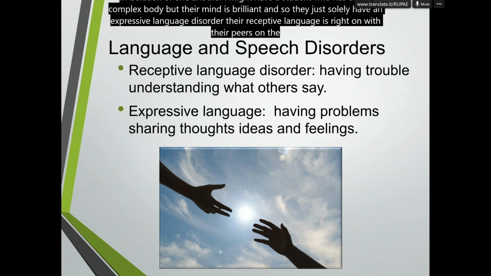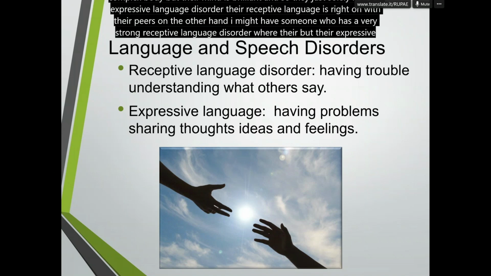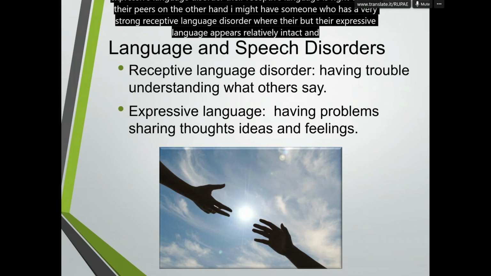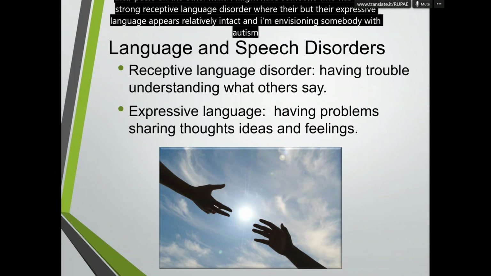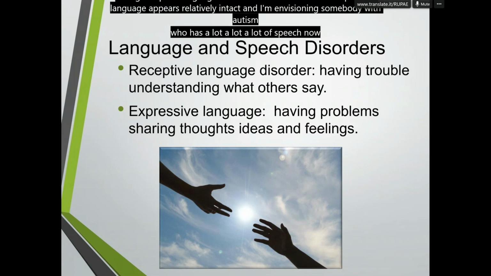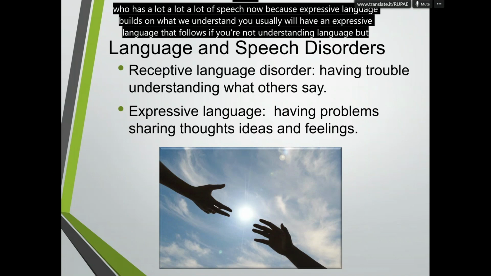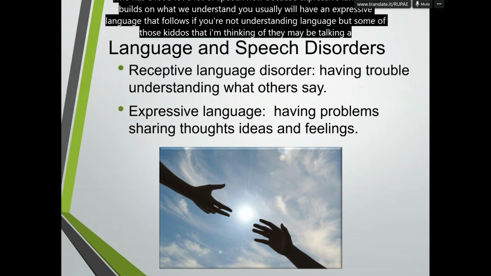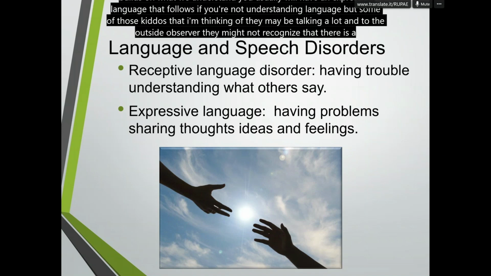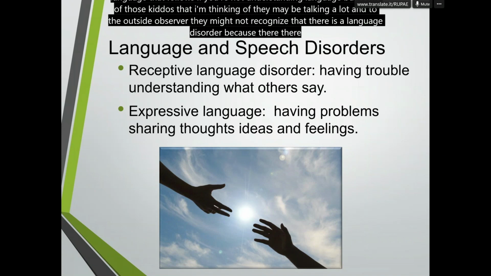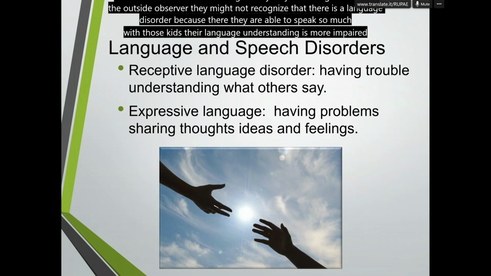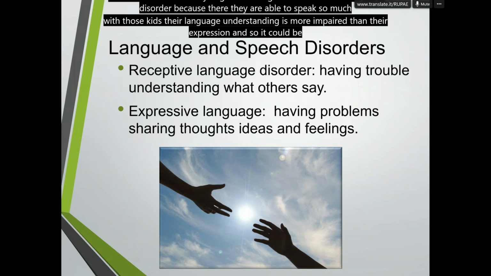On the other hand, I might have someone who has a very strong receptive language disorder but their expressive language appears relatively intact, and I'm envisioning somebody with autism who has a lot of speech. Now, because expressive language builds on what we understand, you usually will have an expressive language that follows if you're not understanding language. But some of those kiddos that I'm thinking of, they may be talking a lot, and to the outside observer, they might not recognize that there is a language disorder because they're able to speak so much. With those kids, their language understanding is more impaired than their expression. And so it could be any combination of this, and we will discuss this in more detail.